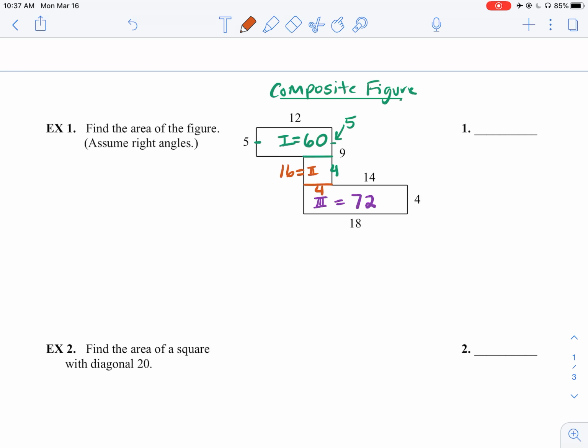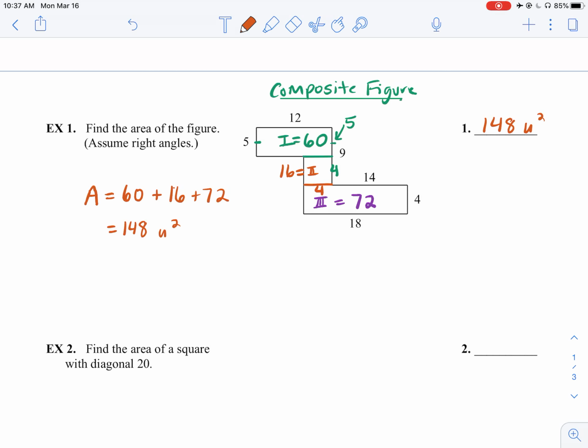So now, using the divide and conquer method, we have three different pieces. So the area would be 60 plus 16 plus 72. We add the three pieces together, and when we add those up, that gives us an area of 148 units squared, and that is our final answer.